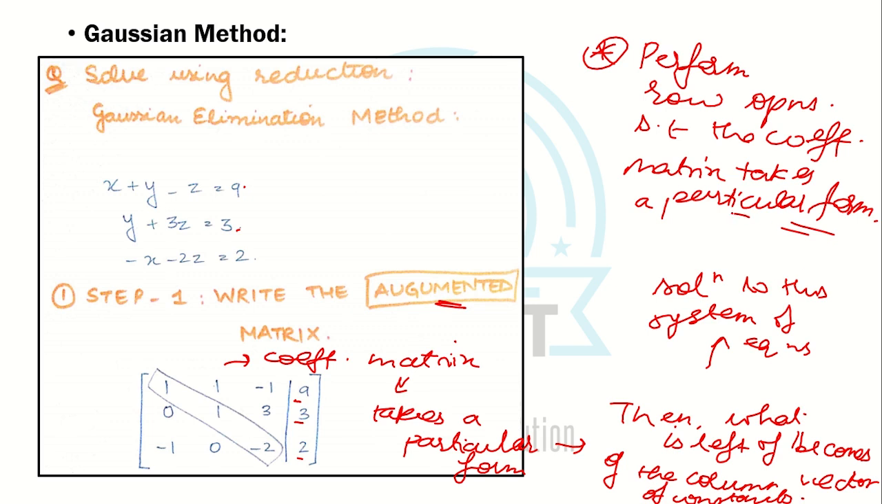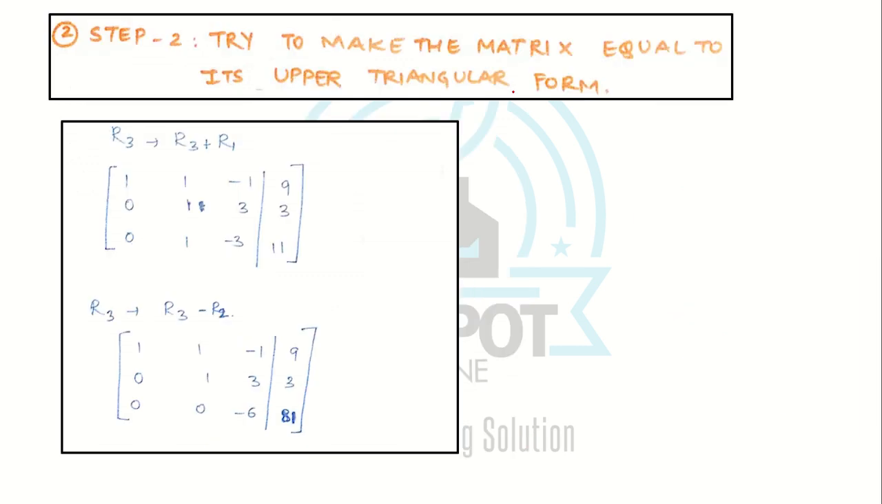What this particular form is, I'll come to very shortly, but essentially the idea of this entire Gaussian method is to perform row reductions and row operations such that you can get the coefficient matrix to a particular form so that you can conclude on the values of the variables x, y and z. For this, the first step is to write down the augmented matrix. The next step is to make this matrix equivalent to its upper triangular form.